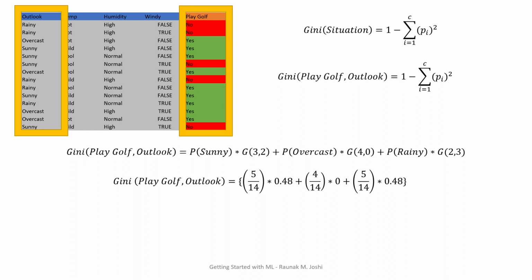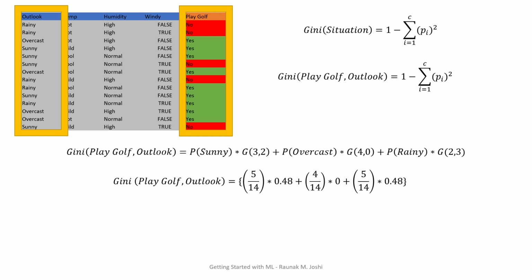So Gini for playing golf with respect to outlook is 5 by 14. Out of 14 values, I have 5 Sunny values. That is why the probability of the occurrence of Sunny in the entire table is 5 by 14 multiplied by 0.48. That is the Gini index of 3,2, just like I calculated earlier. The formula is 1 minus 3 by 5 the whole square plus 2 by 5 the whole square, since that is the probability of occurrence with respect to the entire value, and the value that I get is 0.48.